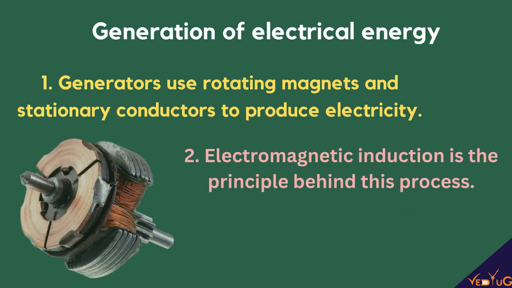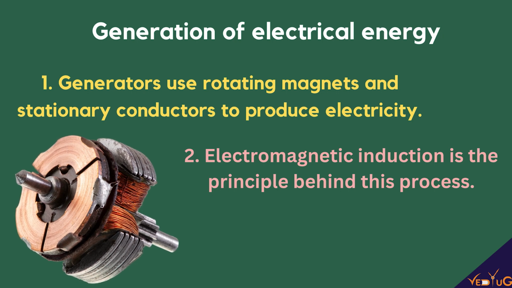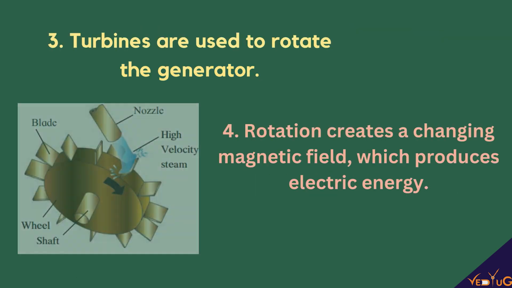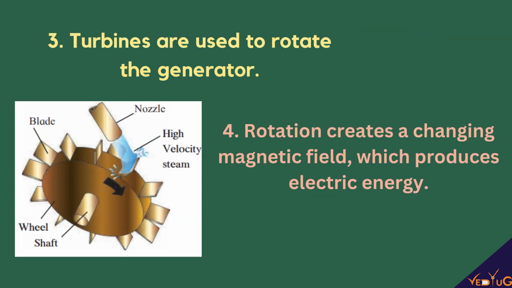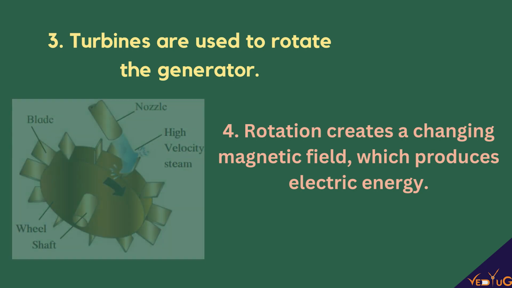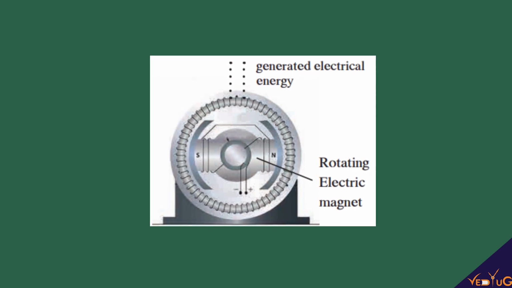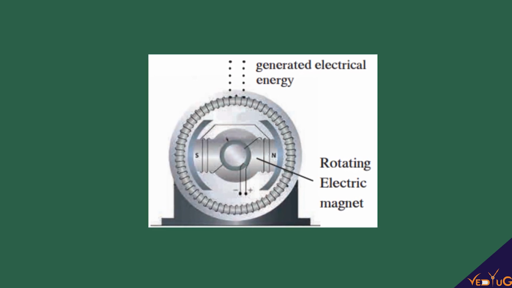Let us now learn about generation of electrical energy. Typically generators are used which have rotating magnets and stationary conductors to produce electricity. Electromagnetic induction is the principle behind this process. Turbines are used to rotate the generator. Rotation creates a changing magnetic field which produces electric energy. You can see the working of a turbine in the diagram given below, which has a rotating electromagnet.